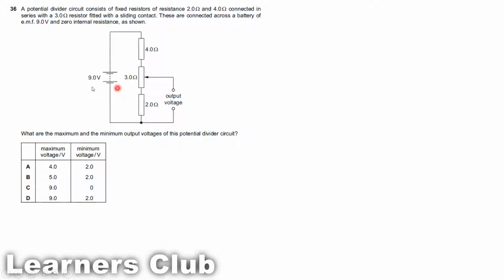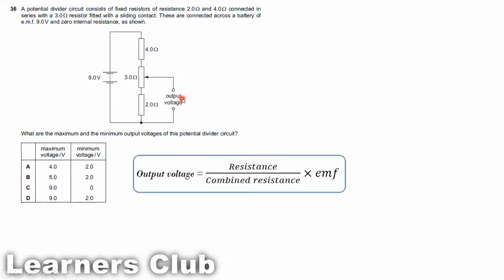So this is a power supply which is a battery of 9 volt with 0 internal resistance. That means there is 0 lost volt. What is the maximum and minimum output voltage of this potential divider circuit? So we need to get the value of the minimum and maximum value of the output voltage. Let's see how to get the value of the output voltage. To get the output voltage, we need to find the resistance corresponding to the output voltage divided by the combined resistance, times the EMF of the battery.